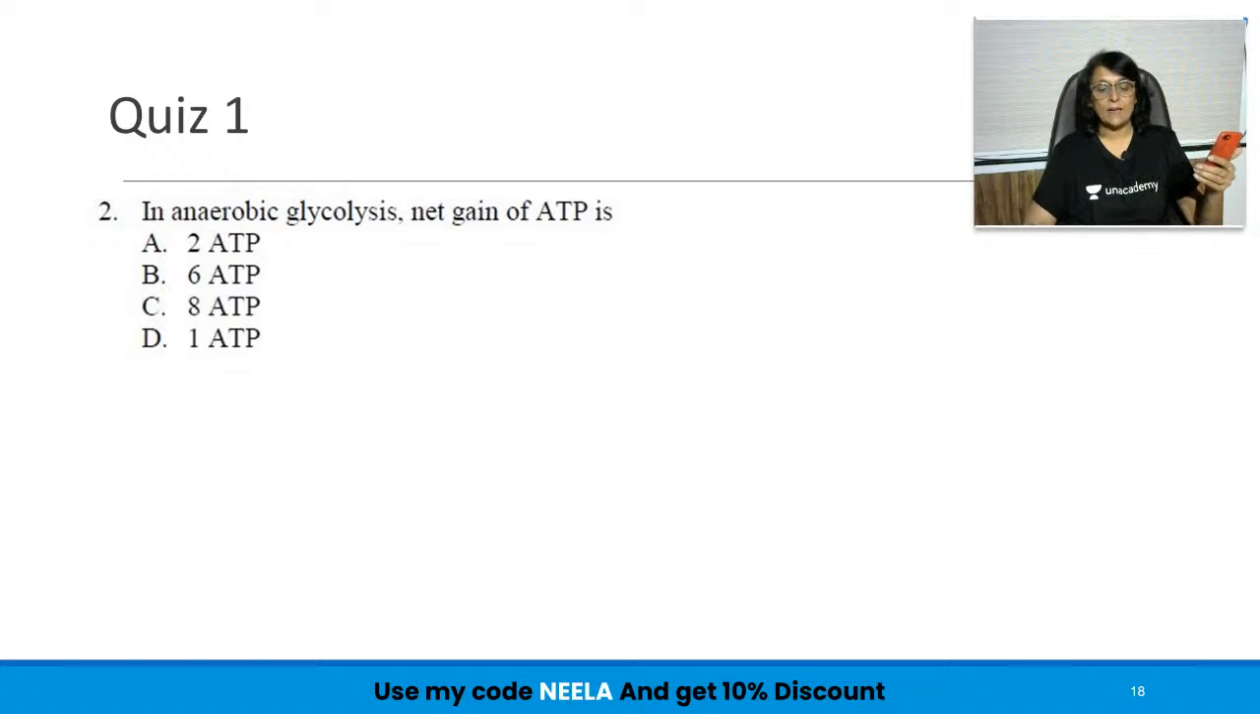In anaerobic glycolysis, net gain of ATP is... Reshma says A, Kalai says A, Hiren says 2, okay, that is, oh, answer is 2. Krish also says question number 2, answer is A. And this answer is absolutely correct, because only 2 ATPs are obtained, those 2 NADH2s get used up in the second part of the reaction.